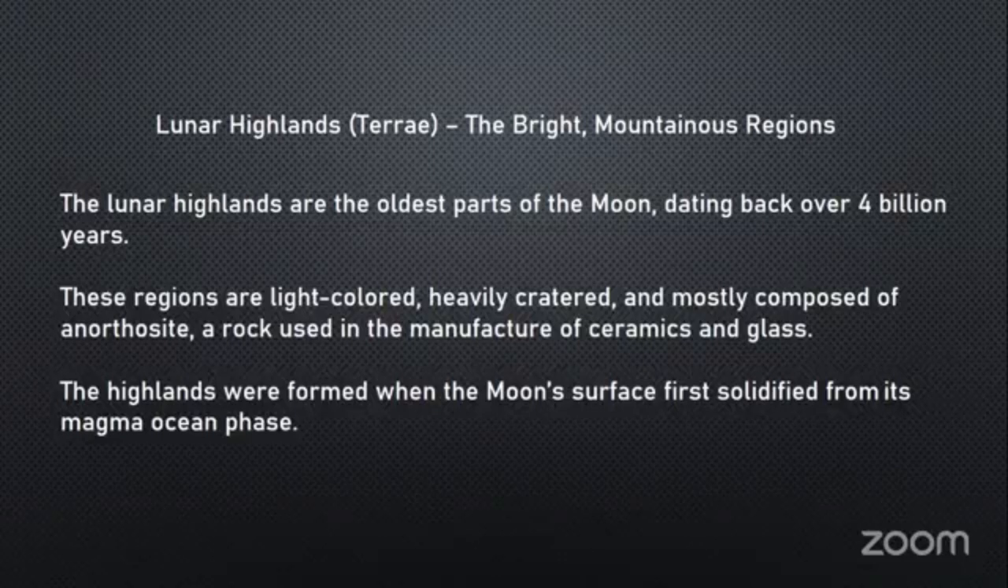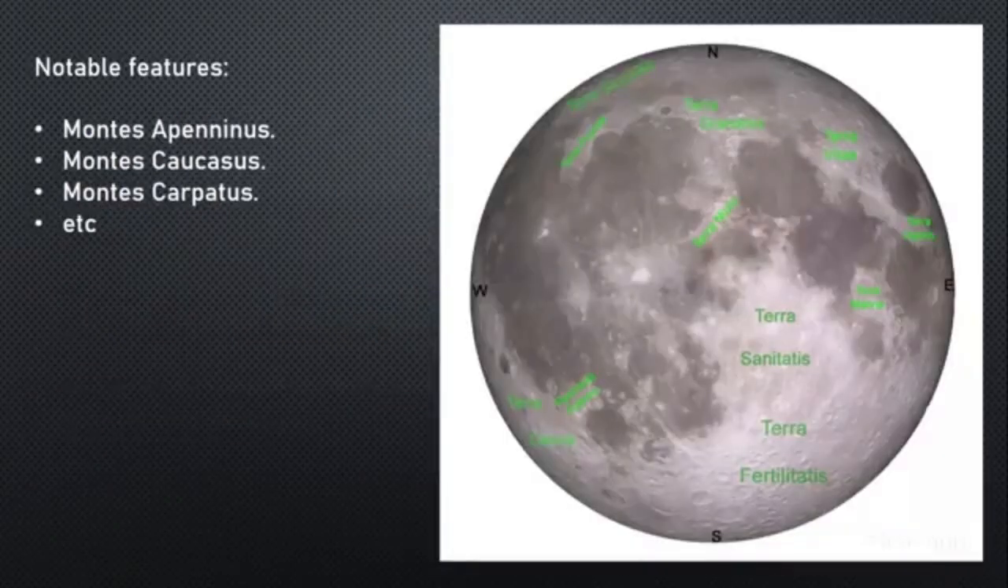So let's talk about the lunar highlands, which is called the Terra. The lunar highlands are the oldest part of the moon, dating back over 4 billion years. These regions are light colored. They look white, heavily cratered, and mostly composed of anorthosite. Anorthosite is a rock we use on Earth to make ceramics and glass. The highlands were formed when the moon's surface first solidified from its magma ocean phase. So here are the highlands, the white areas.